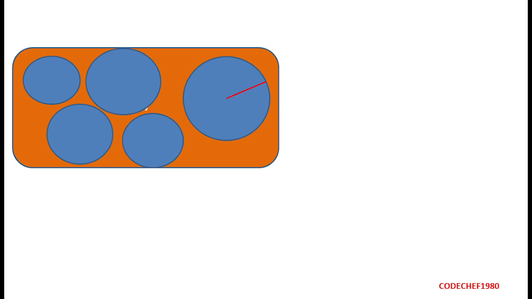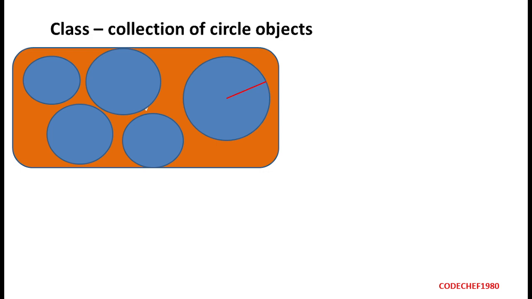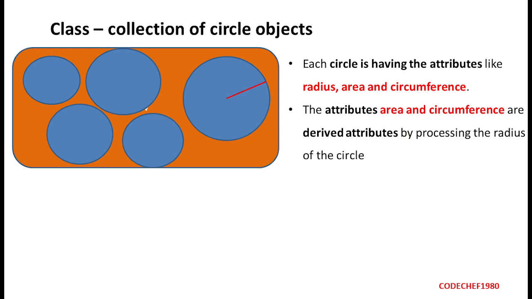So there you can find different sizes of circles, and we can identify they are different with the help of their radius. Just by manually seeing, we can identify those are different circles, but how can the computer understand? Just by following the radius of those circles, the computer can understand the circles are in different sizes. So here you can see that class is what? A collection of circle objects.